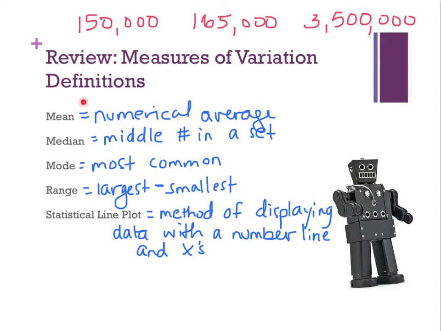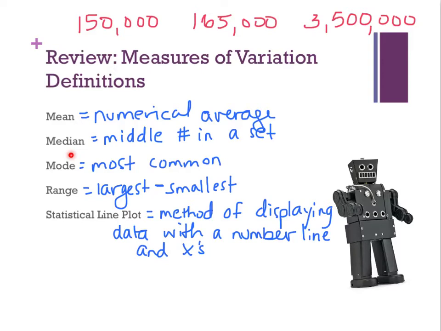So it's important to recognize the difference between mean and median, and we'll have some experiences in class where we note that the mean is not always going to be your best measure of variation. Sometimes your median is better. So in terms of review, those are the common ones that we should recognize: your mean, median, mode, range, and what statistical line plots are.